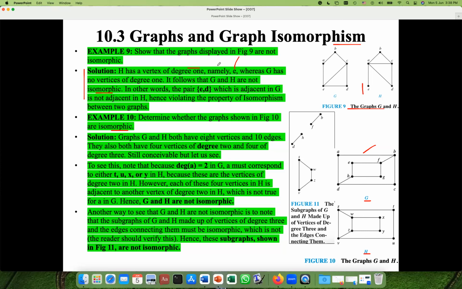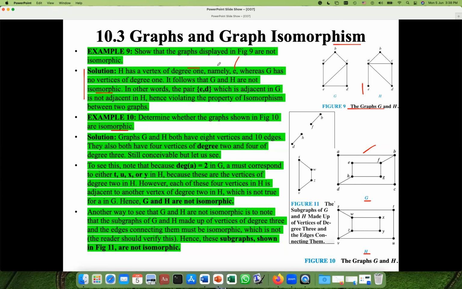So now these are the vertices. Okay, check their vertices. How many vertices? 4 and 4, 8. 4 and 4, 8. How many edges? 4, 4, 4, maybe 10 edges, and 4, 4, 10. So the number of vertices and the number of edges are the same.